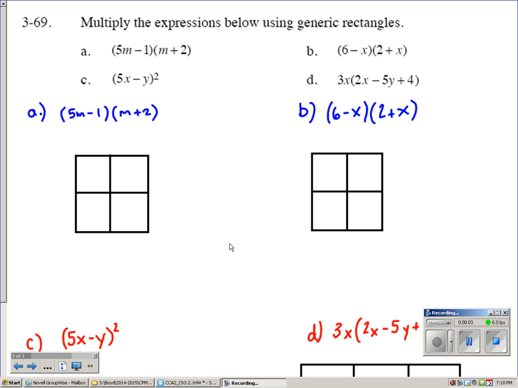Problem 3-69. Multiply the expressions below using generic rectangles.